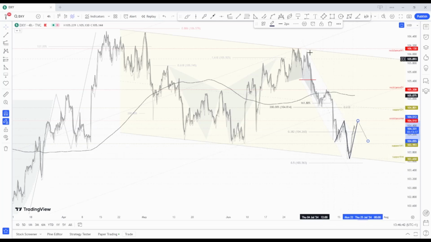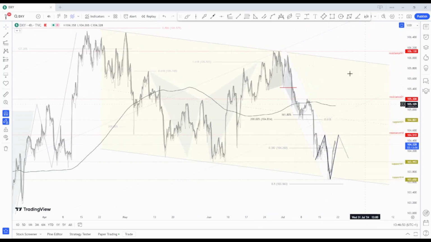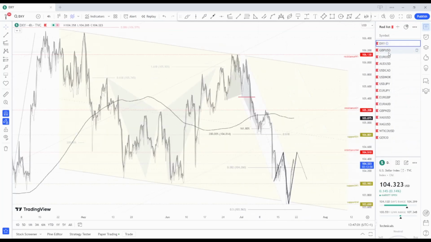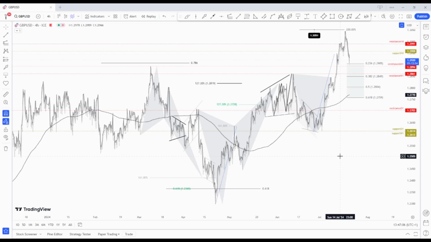Of course, if that pattern unfolds, we will expect at some point a move to the upside on the Dixie inside this, which will reinforce the idea of this descending parallel channel, and of course will reinforce this structure support level.